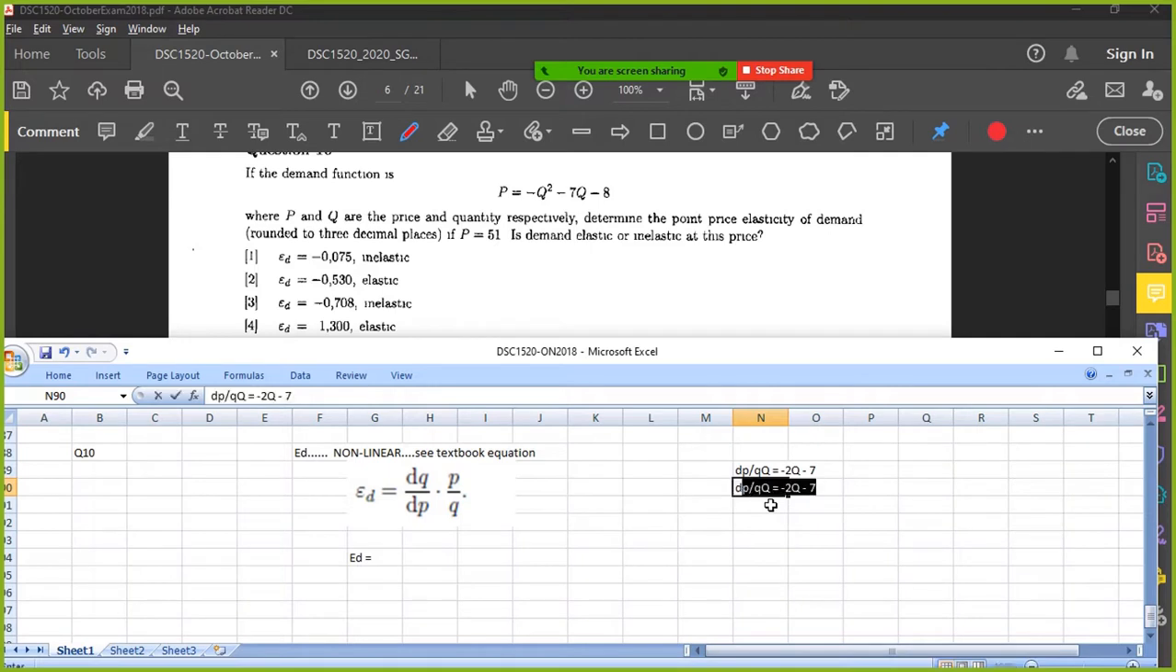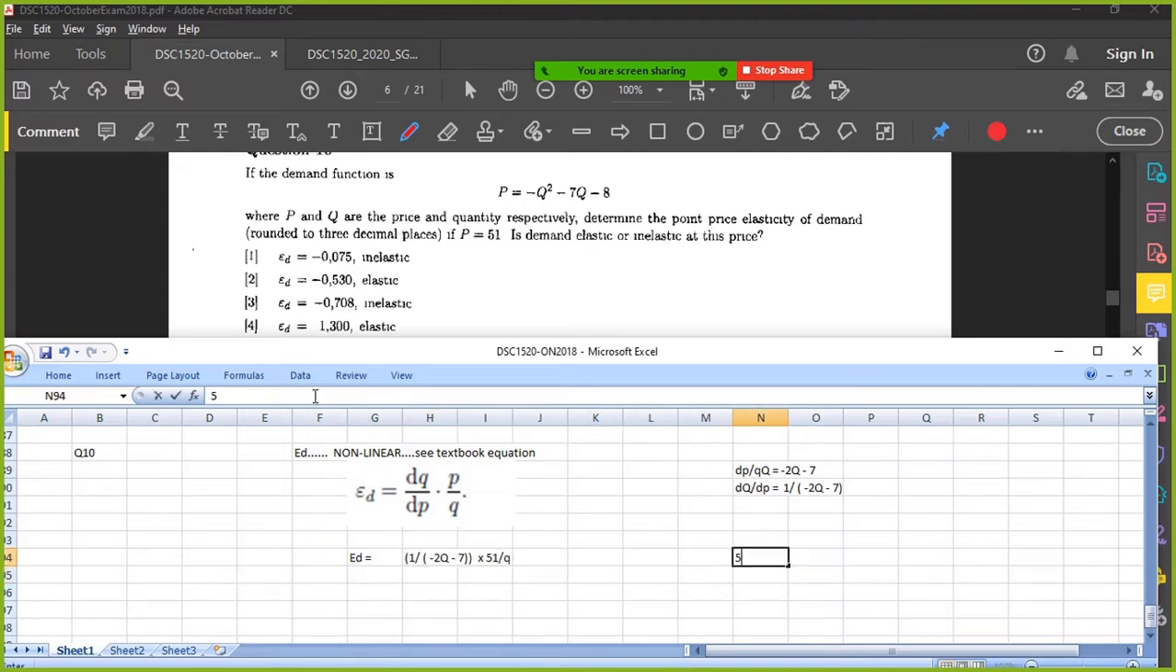If I invert this around, then I make it dq over dp. So dq over dp would equal 1 over, open brackets, minus 2q minus 7. Okay, so I've got the dq over dp. Multiply that by p over q. What is my p here? P is 51. Divided by what is my q here? That I need to work out.